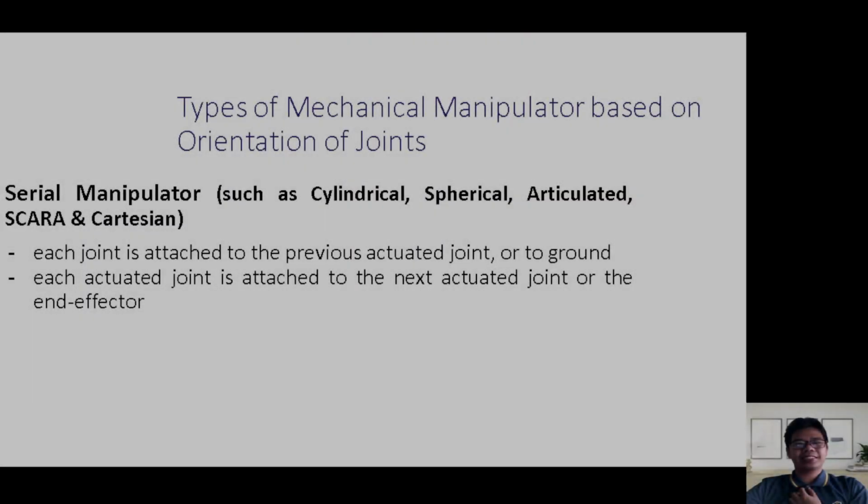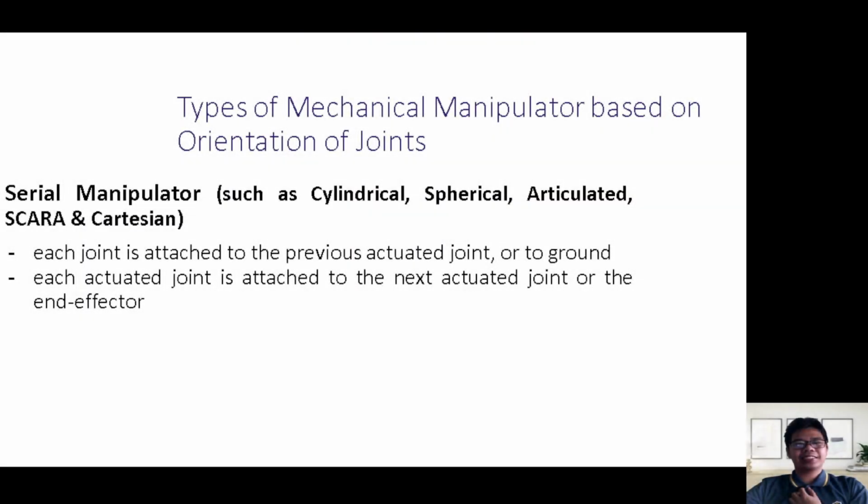Let's take a closer look at the category defined by the orientation of joints, serial manipulators. Imagine manipulators where joints are connected in a series, each joint attached to the previous joint or the base.